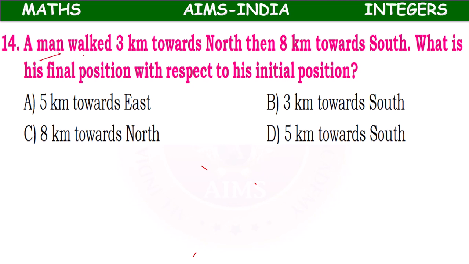Next. A man walked 3 kilometers towards north. Towards north means towards the top, because this is north, south, east, west. Towards north, he went 3 kilometers. Then 8 kilometers towards south. Then he came down.